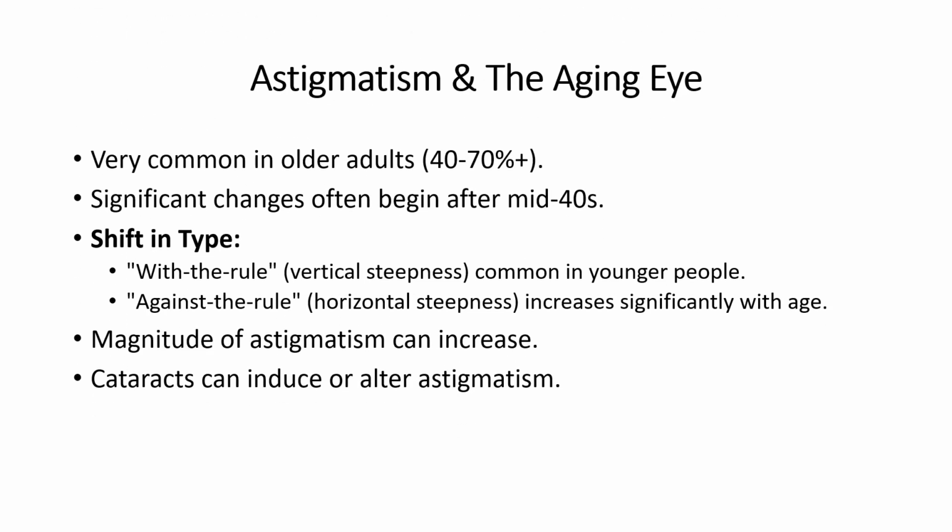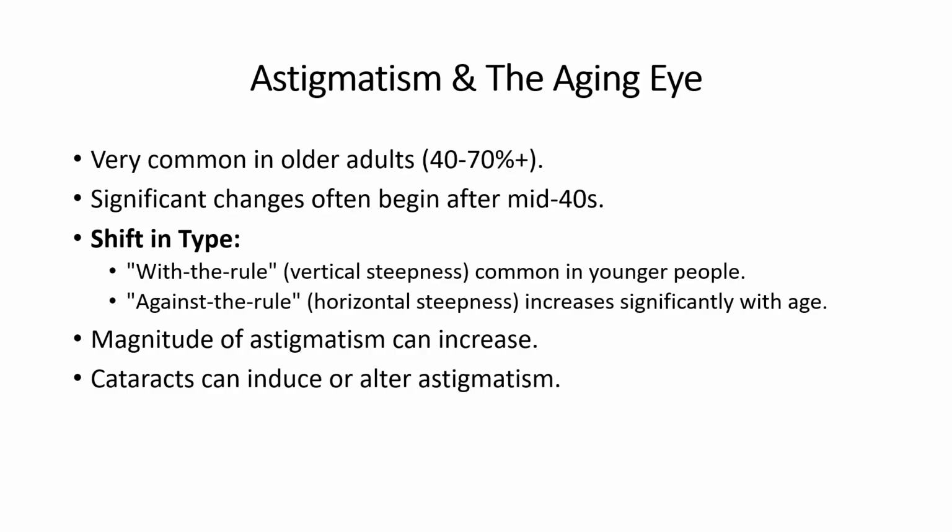It's fascinating how our eyes change with age, and astigmatism is no exception. While some people are born with astigmatism and it stabilizes in young adulthood, significant age-related changes typically begin after your mid-40s. In fact, studies show a very high prevalence of astigmatism in older adults, often affecting 40% to over 70% of individuals.